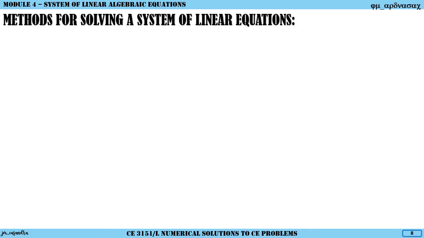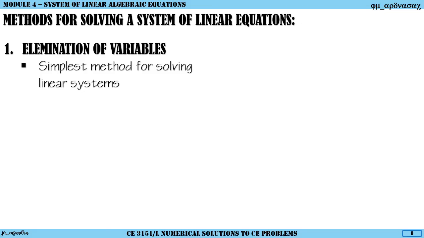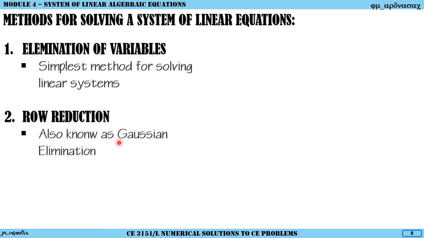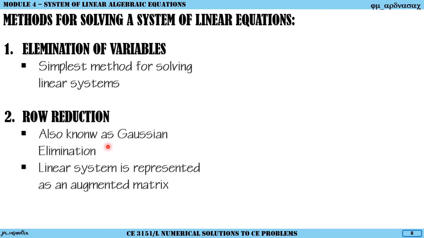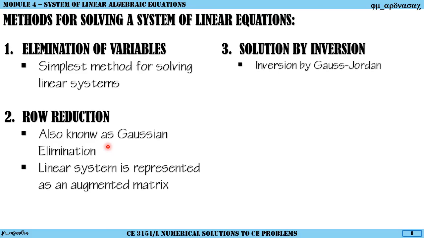There are different methods for solving a system of linear equations, and this would include elimination of variables, which is the simplest method for solving linear systems, and row reduction, also known as Gaussian elimination. The linear system in our solution will be represented as an augmented matrix. Another method is the solution by inversion. Methods under this are inversion by Gauss-Jordan and by adjoints.